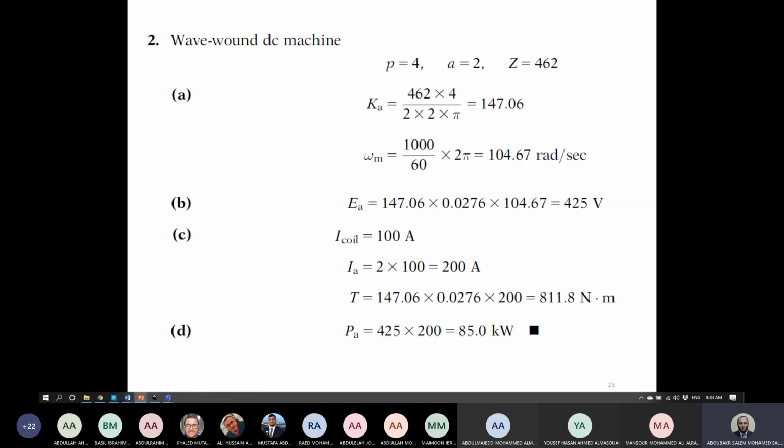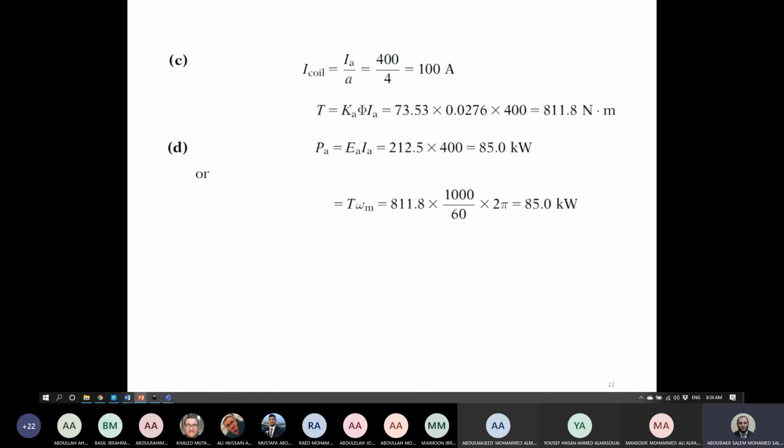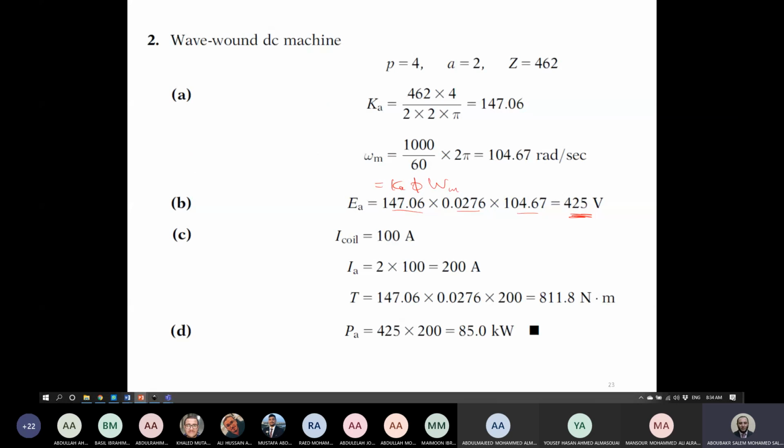Now we need to calculate the EMF again. So use the same speed and the new value of Ka. You can say EA equals Ka multiplied by phi multiplied by omega m. So this is Ka, this is phi, and this is omega. So you can see now the voltage here of this A connection. As you can see, volt here is 425. If we compare this to the EMF for the previous case, it was 212. So now the voltage is twice.